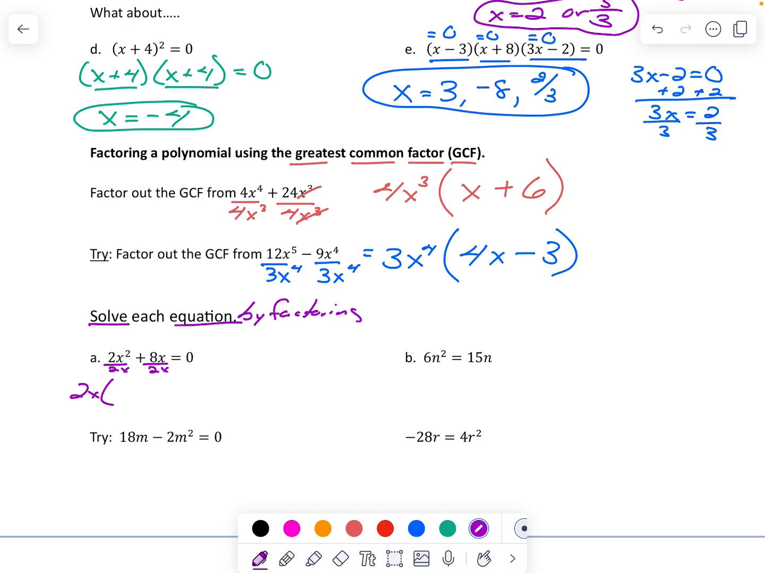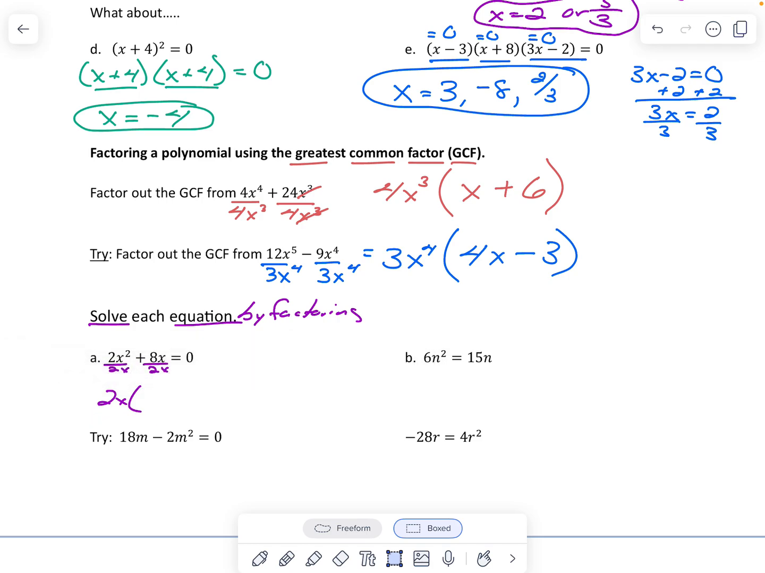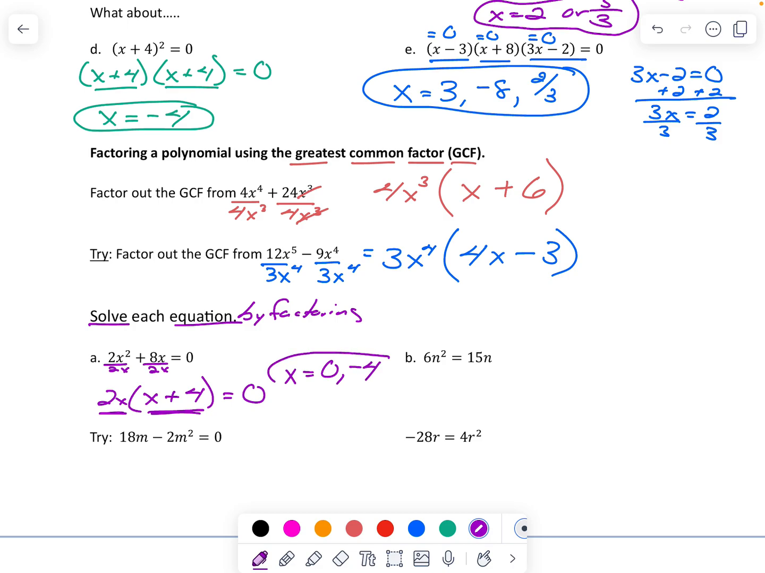So, I'm going to move that down a little bit. When we factor out 2x, we're going to be left with x plus 4 equals 0. So now it's like the problems we started with. This times this equals 0, which means x is equal to 0 or negative 4.